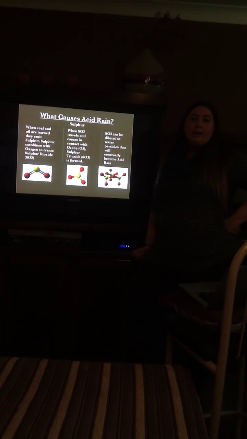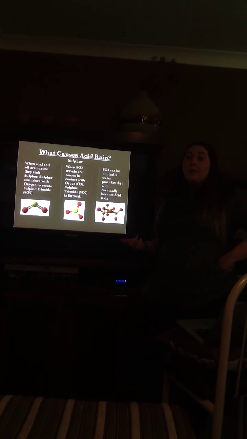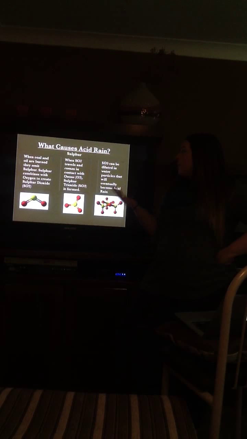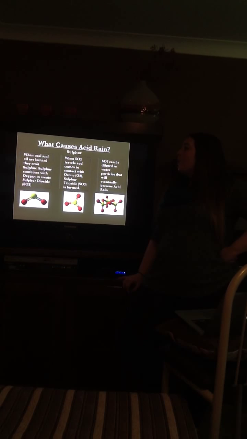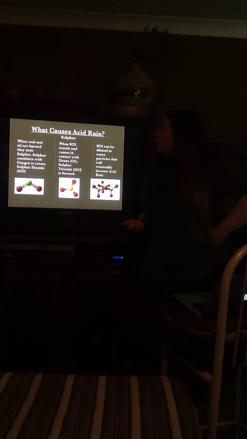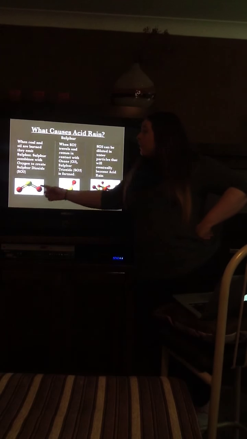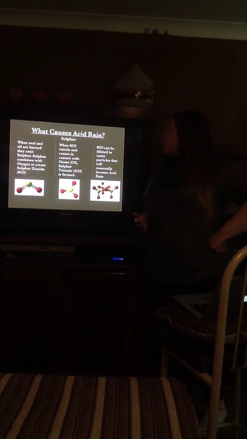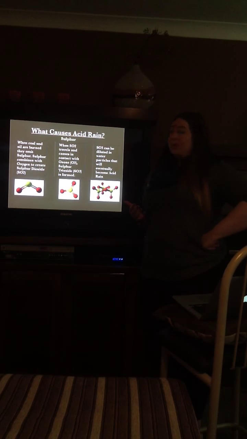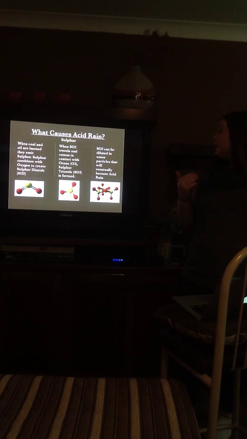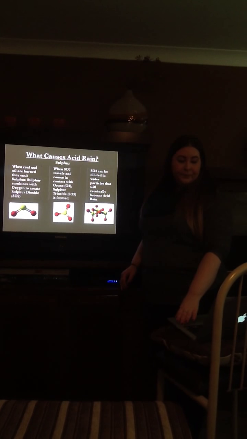So what causes acid rain? There are basically two main ingredients to acid rain, which would be sulfur and nitrogen. First off, sulfur. When coal and oil are burned, they emit sulfur. Sulfur combines with oxygen to create sulfur dioxide, and this is what the molecule looks like. When sulfur dioxide travels and comes in contact with ozone, sulfur trioxide is formed. Now sulfur trioxide is what is diluted into water particles, and that will eventually become acid rain.